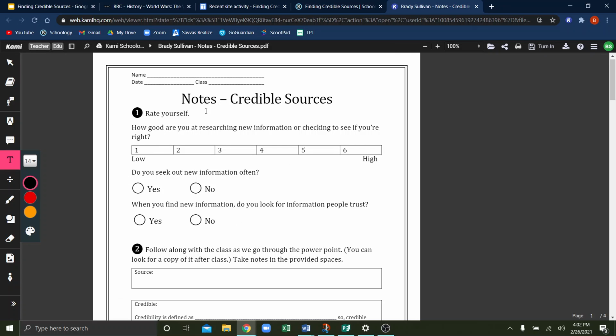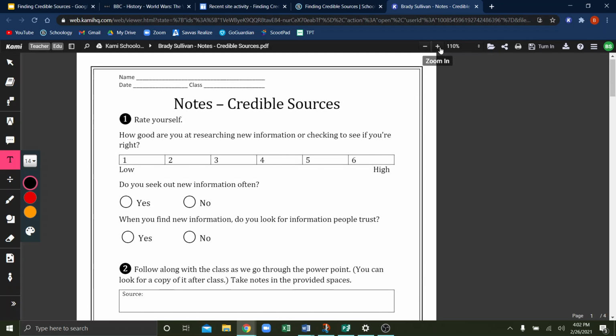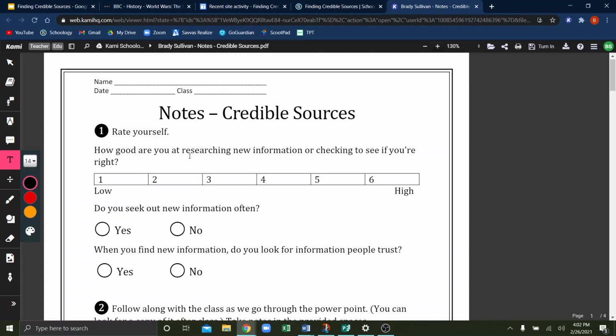First, start by answering the questions here on the top of this page. Rate yourself. How good do you think you are at researching, finding new information, or checking to see if you're right in an argument? Rate yourself from 1 to 6. Do you seek out new information often? And when you find new information, do you look to see if this is from people you trust? Okay, so you should have taken a second to write that down.